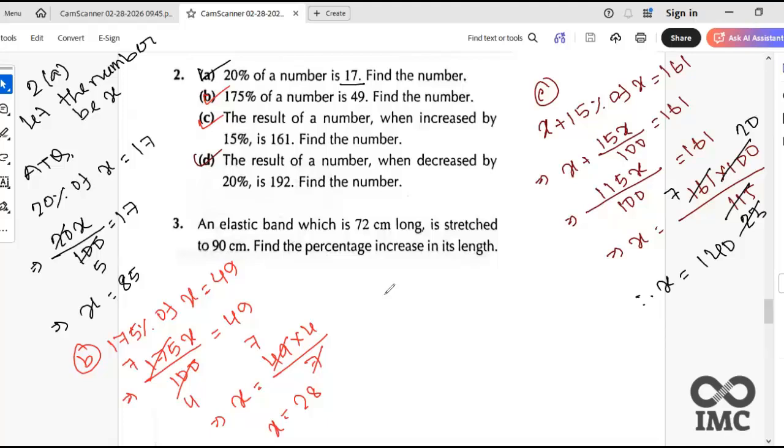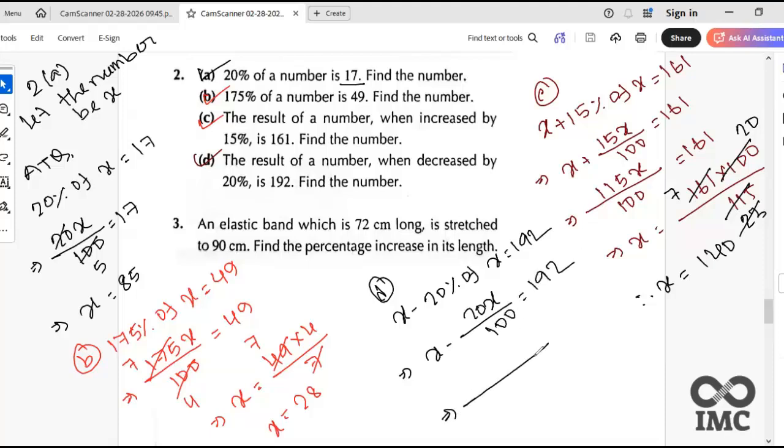Now question number D. Question number D says the result of a number, that means x, when decreased by 20%. So x minus 20% of x equal to 192. Now we need to solve. So x minus 20% of x means x minus 20x by 100 equal to 192. So 100 is the LCM. Then 100 minus 20 will be 80x equal to 192. Then what will be the value of x? x will be 192 into 100 by 80.